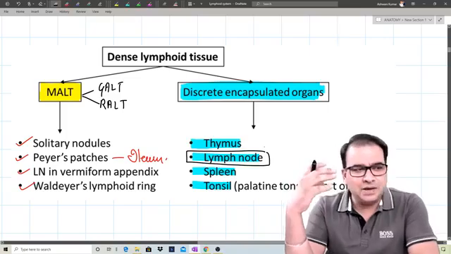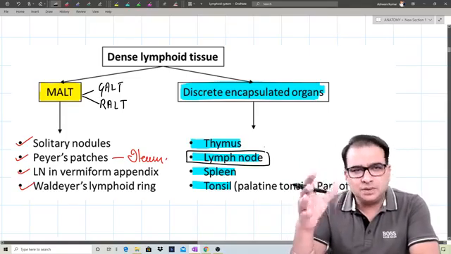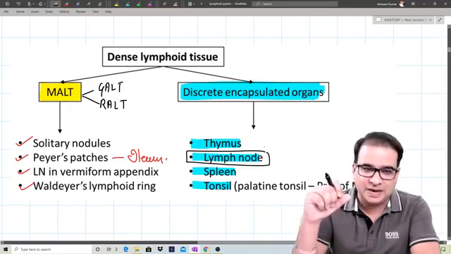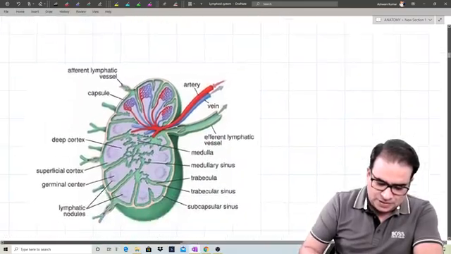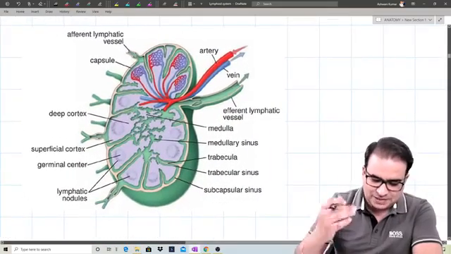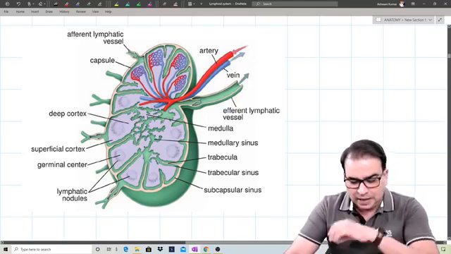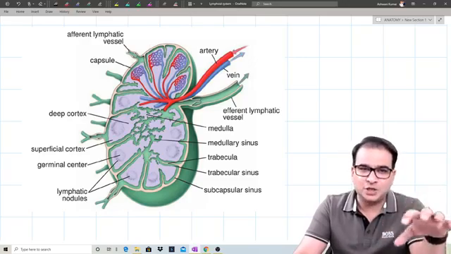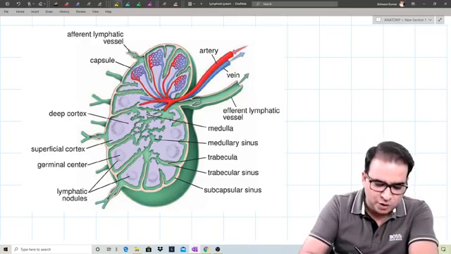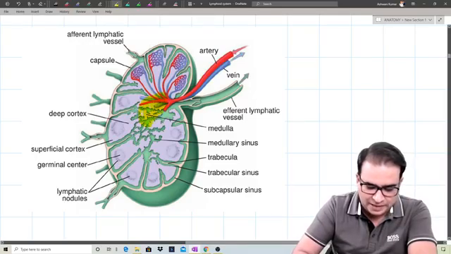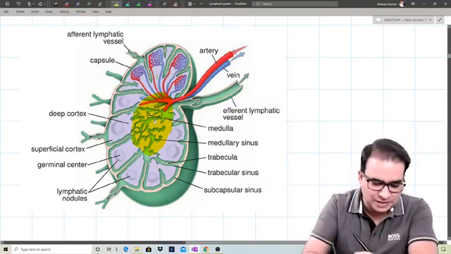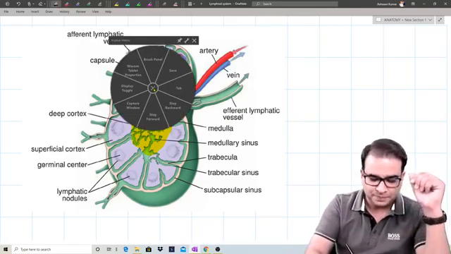Let's have a discussion first on the overall gross anatomy of a lymph node, how it looks, so that we can have a better histological perspective of that. Now, as you can see here, this is a picture showing a section through the lymph node. First of all, guys, broadly the lymph node can be divided into the cortex and the medulla. The one I'm highlighting here is the medullary region, the medulla. And the one on the outer region is the cortical region, the cortex.